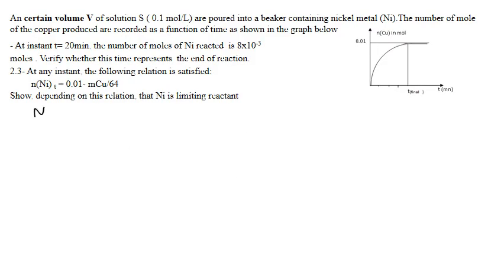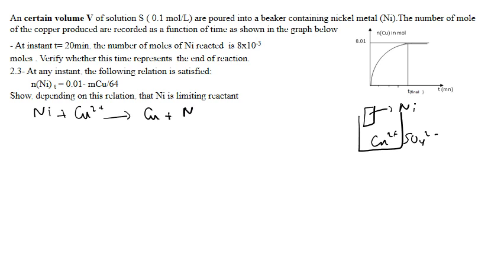Now we have a reaction taking place between Ni and copper sulfate. Since we have a solution of copper sulfate, Cu2+ SO4 2-, and we put in it a certain quantity of Ni. The number of mole of copper produced is recorded in the graph aside, and Ni will become Ni2+ and Cu2+ will change into Cu. According to this graph, the value becomes constant at 0.01. So this value represents number of mole of copper metal produced at T final. It is equal to 0.01 mole.